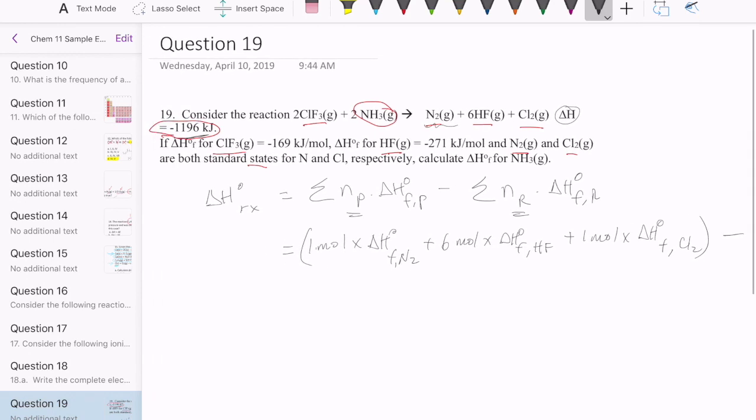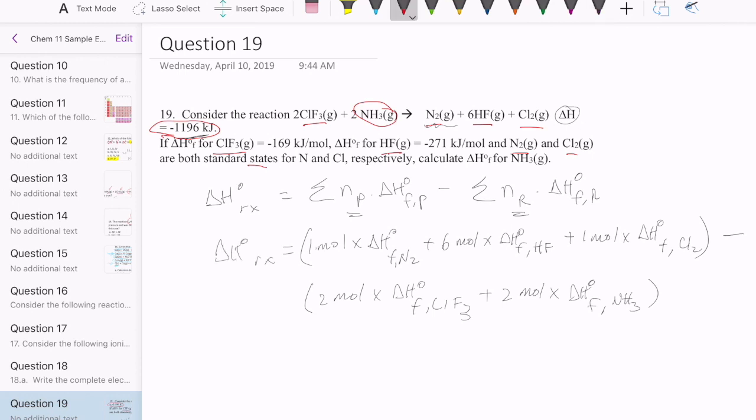And then we're going to subtract from that the reactants. So the reactants are 2 moles times enthalpy of formation of ClF3 plus 2 moles times enthalpy of formation of NH3. Now, all of this is equal to the enthalpy of the reaction. Now, what do we know already?